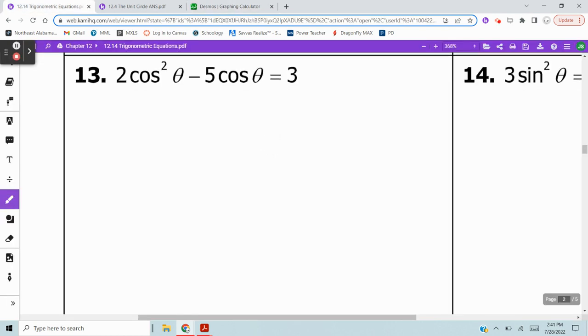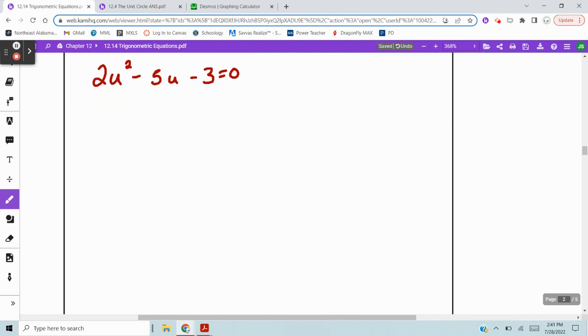Okay, number 13 is a very similar problem. I'm going to go ahead and write it with u's. That'd be 2 cosine squared minus 5 times the cosine, which we'll just replace with u. I'm going to move my 3 over by turning it into minus 3. Again, we do have a bottoms-up factoring problem. Move the 2 to the end. That turns it into u squared minus 5u minus 6 is 0.